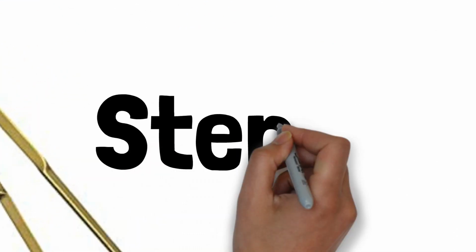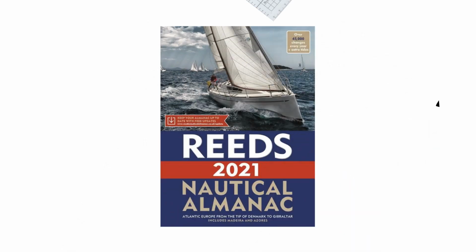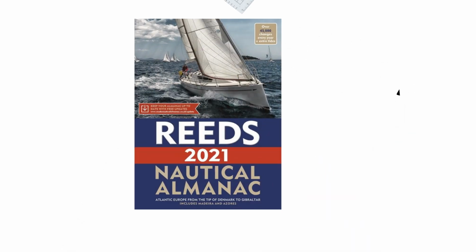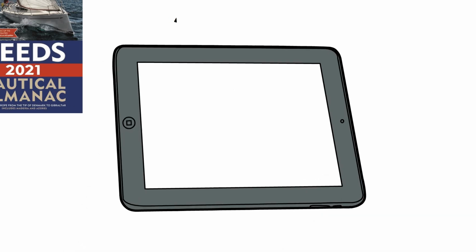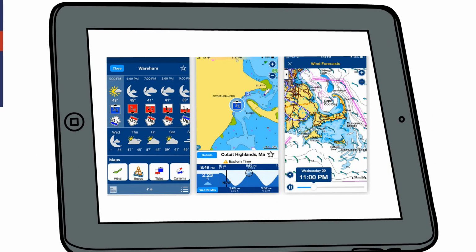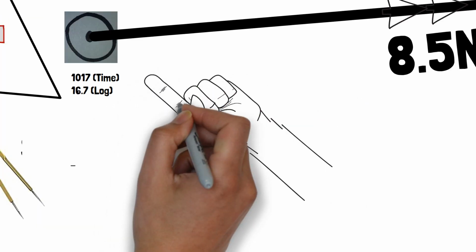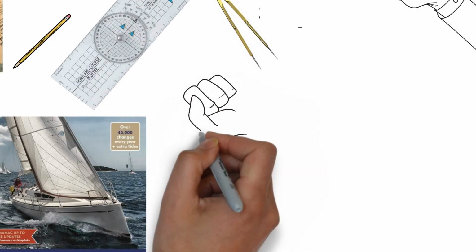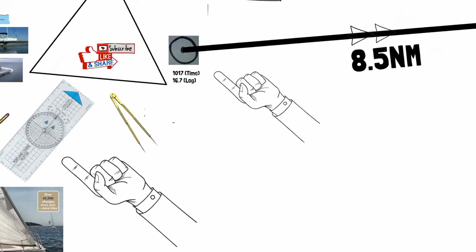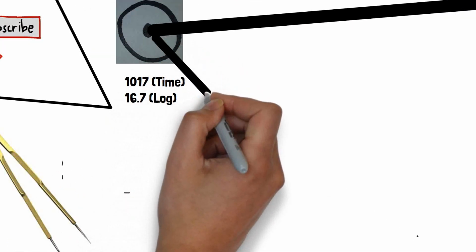Step 3. I need to go to my almanac or tidal software to work out the set and the rate of the tide for the given hour. We have another video about this. Step 4. Then from the fix, I need to plot on the tidal vector using my Portland plotter. To show the tidal vector, I need to draw on 3 arrowheads.